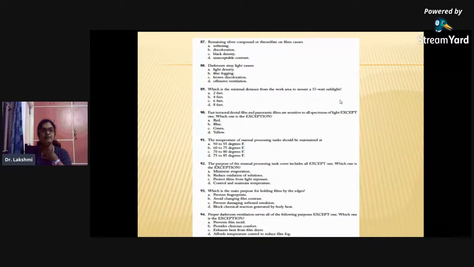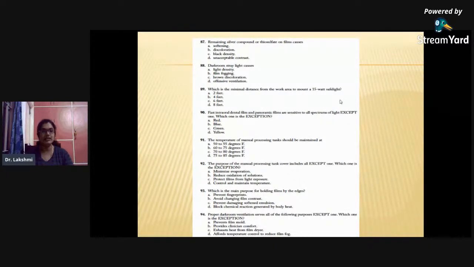89, which is the minimal distance from the work area to mount a 15-watt safe light? Answer is B, 4 feet. Okay, at least 4 feet distance should be maintained. 90th question. Fast intraoral dental film and panoramic films are sensitive to all spectrum of light except one. Which one is the exception? Okay, the first is red. That is why the safety light is also a red colored light.